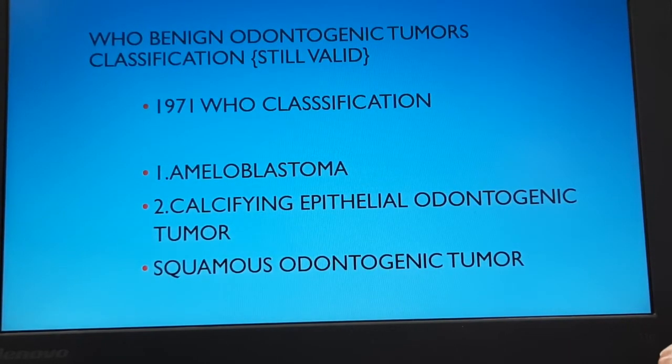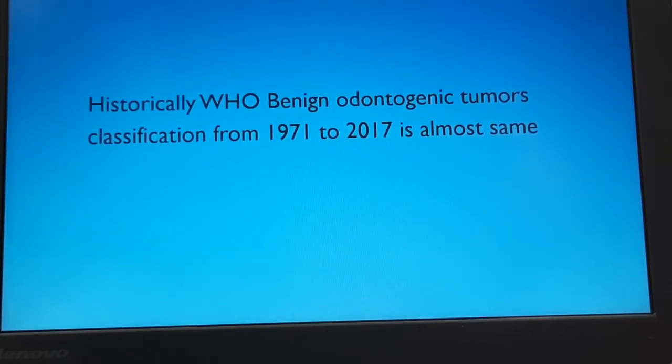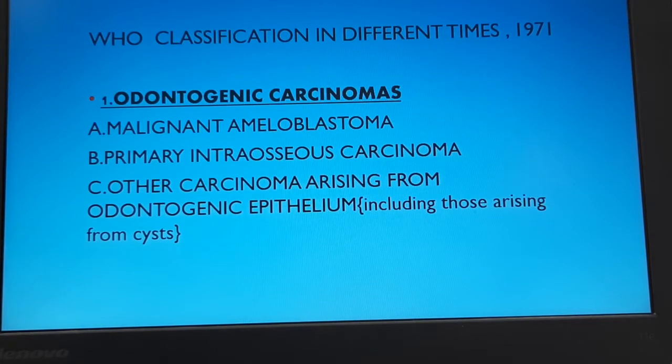The WHO classification of odontogenic tumors, which is still valid today, was based on 1971, where WHO classified as number 1, ameloblastoma, calcifying epithelial odontogenic tumor, and squamous odontogenic tumor, which are epithelial in origin. Historically, the WHO benign odontogenic tumors classification from 1971 to 2017 is almost the same. While the odontogenic carcinomas or odontogenic malignant tumors were described under the headings of malignant ameloblastoma, primary intraosseous carcinoma, and other carcinoma arising from odontogenic epithelium, which includes those arising from the cysts as well.